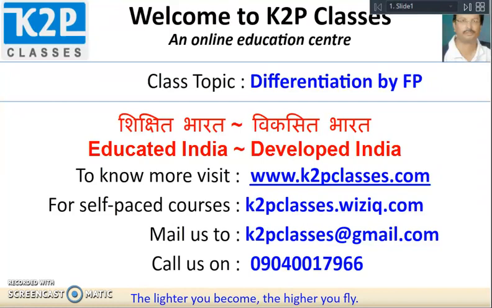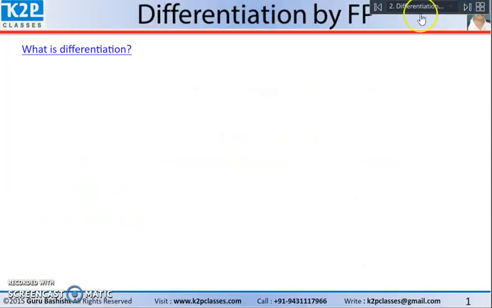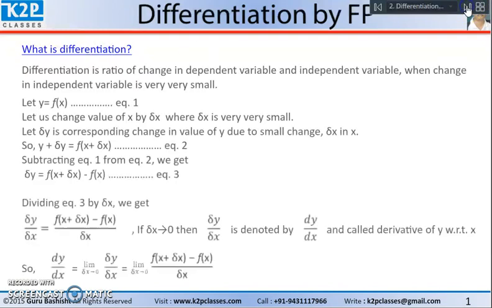In this class, we are going to study differentiation by first principle. The only prerequisite for this class is you must know limit. So, let us start and see what is differentiation. Differentiation is a ratio of change in dependent variable and independent variable when change in independent variable is very small.